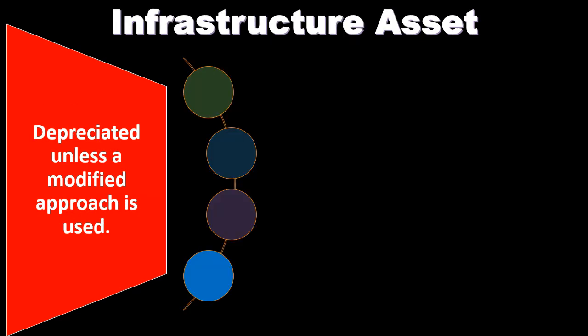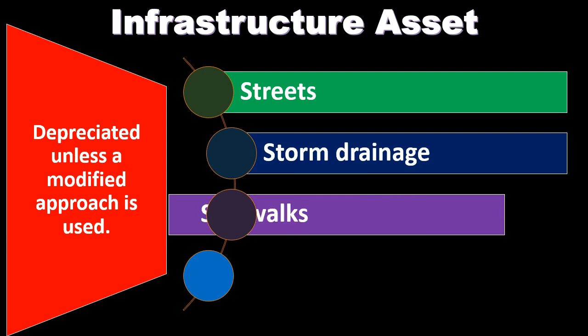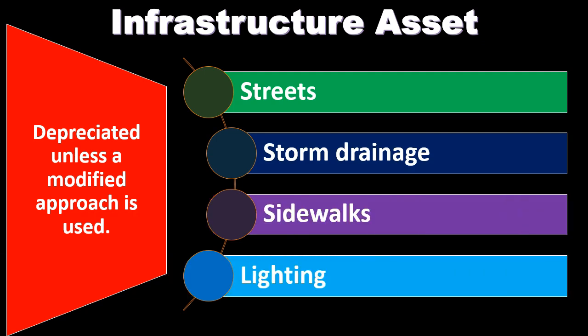Then we have the infrastructure assets, and those are going to be a bit different than we're used to in a for-profit type of organization, but we can still see that they're going to be long-term type of assets, things that may be depreciable. We could depreciate them unless we've elected to have a modified approach. These are going to include things like the streets, storm drainage, sidewalks, and lighting. So we could think those are the infrastructure type of items, typically long-term items.